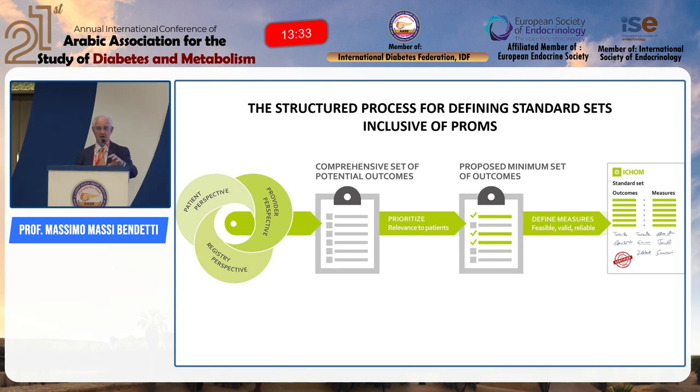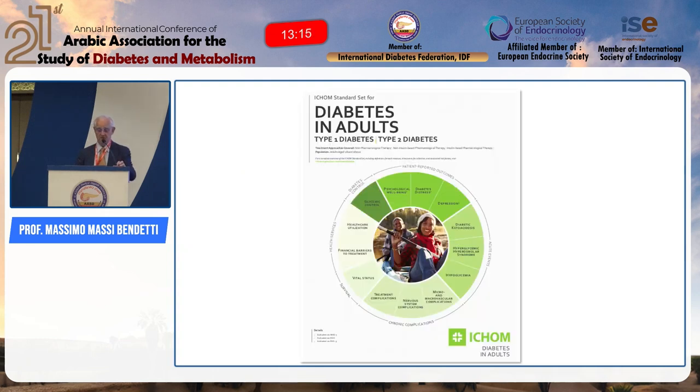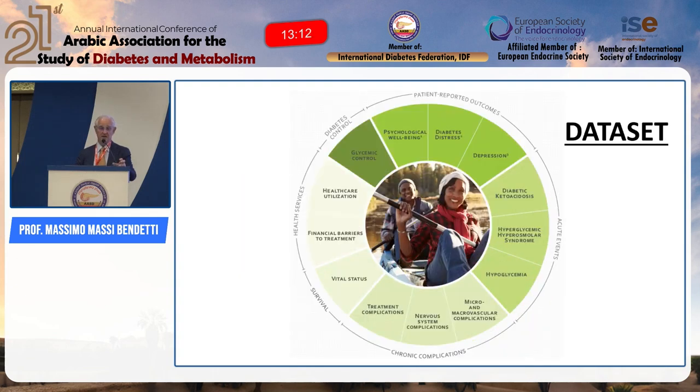We have a number of items to be considered. We can select the proposed minimum set of outcomes, and we can have the definition of the outcomes, but what is more important is how to measure such outcomes. So there is the data set, and in the data set we can consider the areas of acute events such as diabetic ketoacidosis, hyperglycemic hyperosmotic coma syndrome, and hypoglycemia.